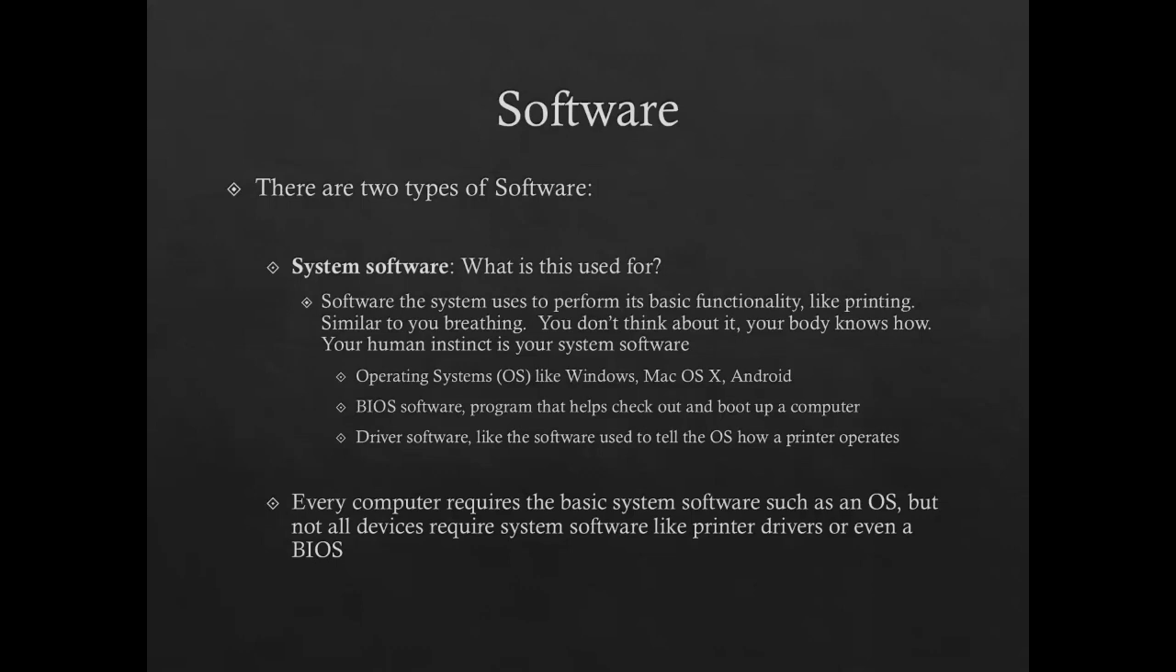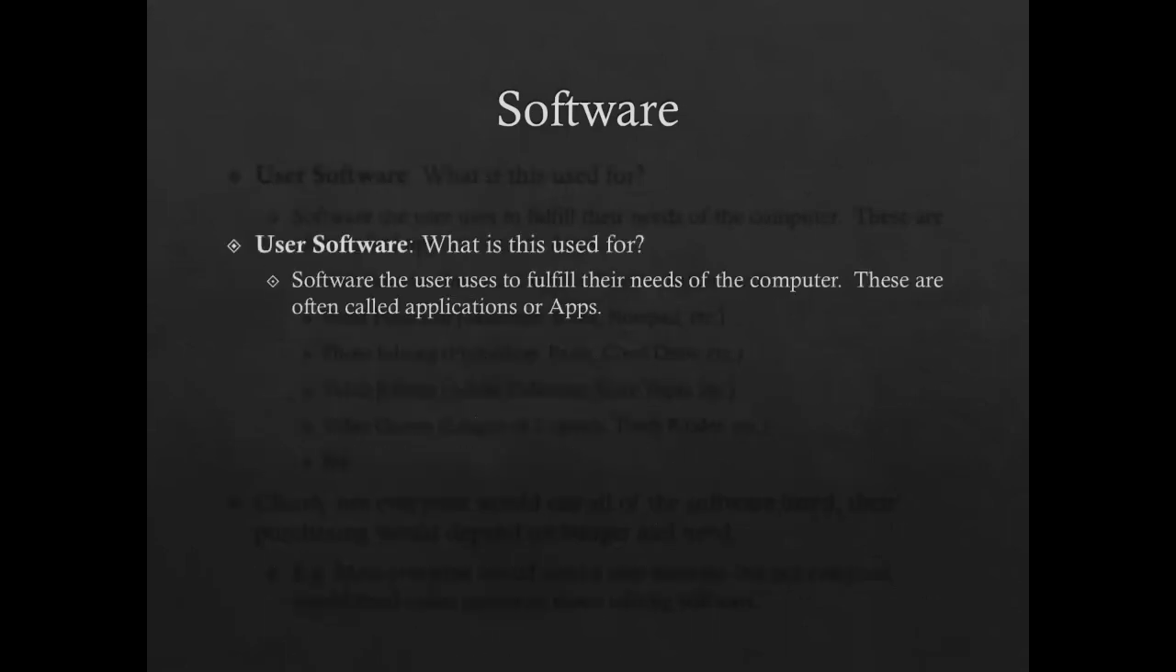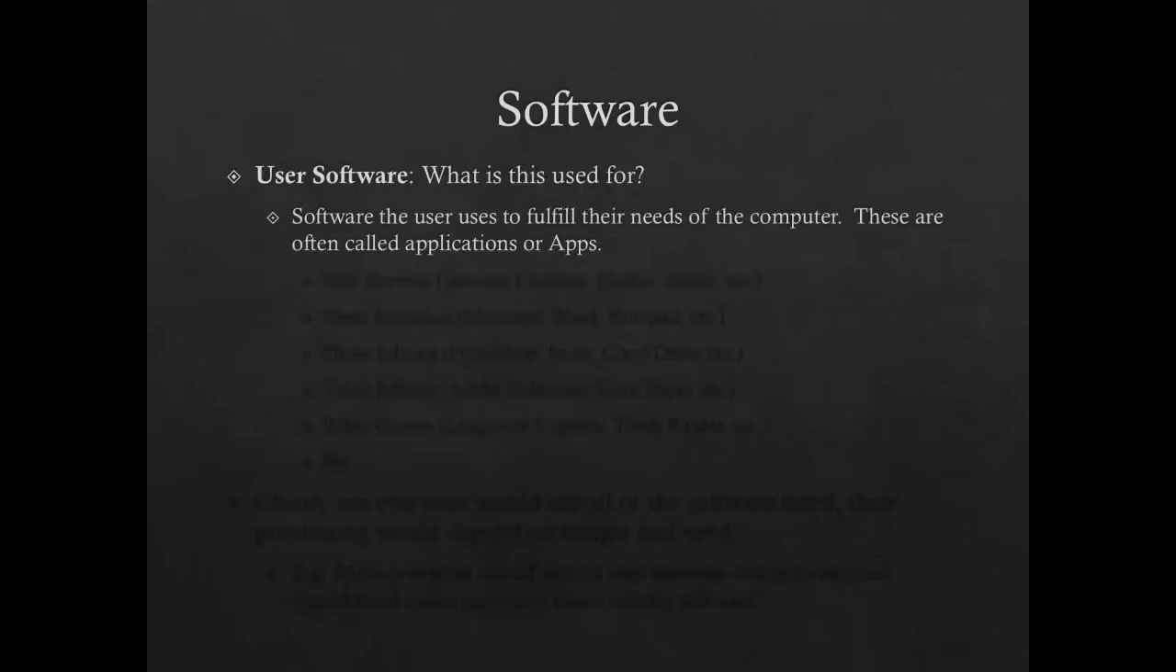So every computer requires the basic system software such as an OS, but not all devices require system software like printer drivers or even the BIOS. They don't all require these types of things. The user software is what you use. These are the types of software that the end user, the person, actually interacts with. A lot of times we call these apps, applications, programs. They go by a lot of different names.